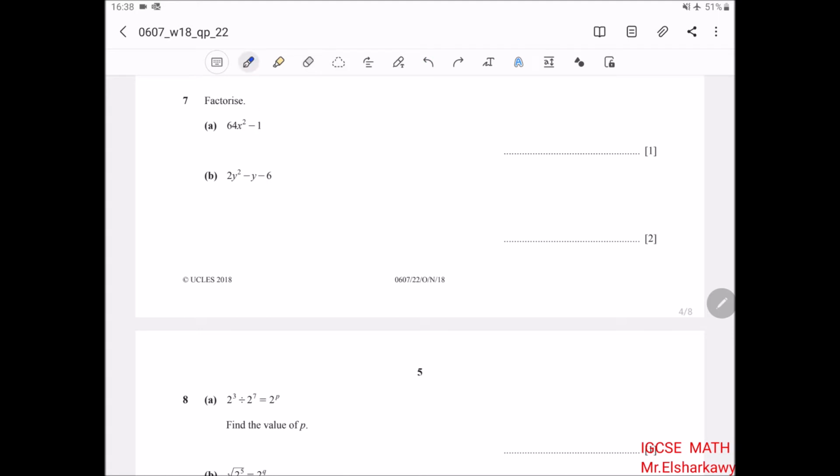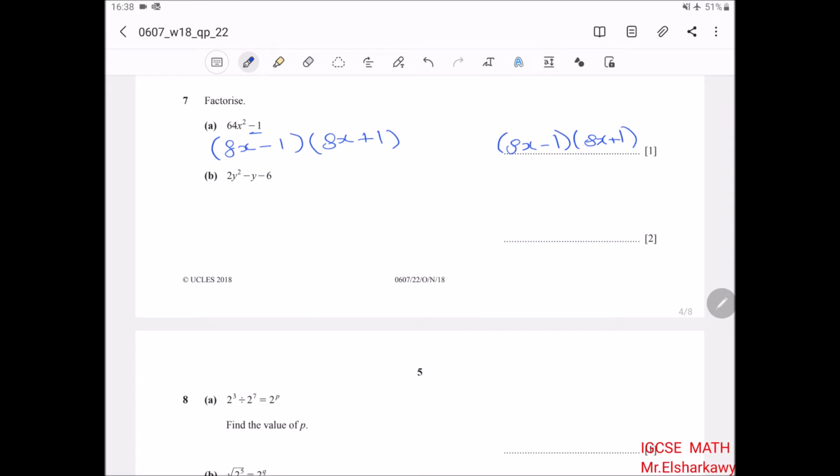Question 7, factorize 64x squared minus 1. We see that we don't have any x terms, x to the power of 1, so the brackets would both be the same, but one would have a positive sign and one would have a negative sign. So for 64x squared, we can have 8x and 8x. This term is minus 1, so we'll have minus 1 and plus 1, as when they are multiplied by each other, they would give us minus 1. So this is our final answer, 8x minus 1 times 8x plus 1.